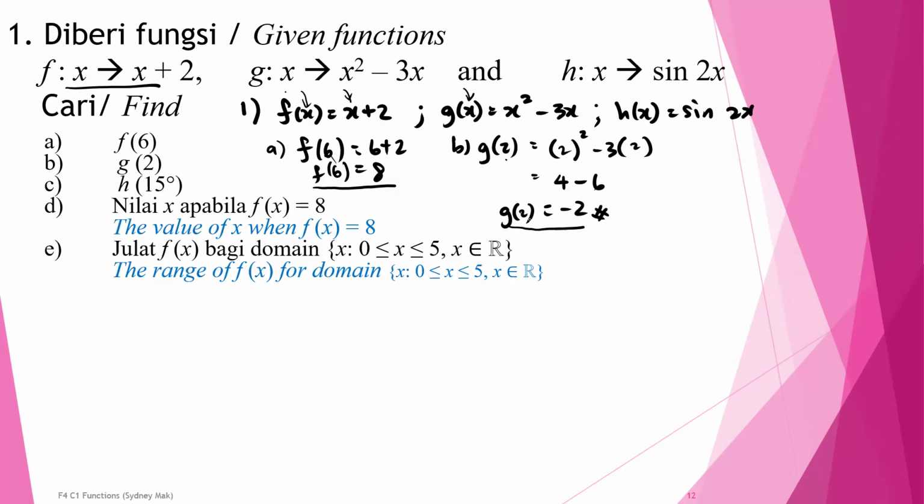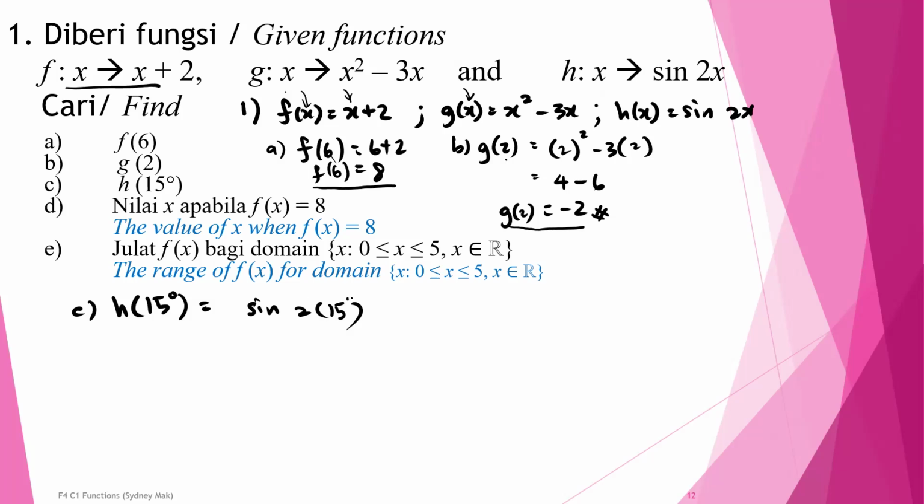Sine 2x. How do you do the C? Exactly the same. First of all, you want to find h(15), write down first. What does function h say? Function h says sine 2x. X is the object, right? What is the object? Put in 15 degree.